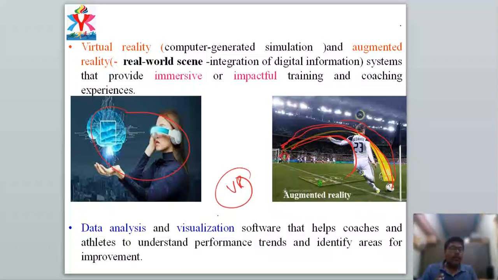So here virtual reality is computer generated simulations, and augmented reality is the integration of real world with digital information. With the help of digital information, they are creating some kind of analysis and evaluation based on realistic incidents, and that provides immersive and impactful training and coaching experiences. With this kind of virtual reality and augmented reality, it would definitely be helpful to coaches, who can provide better coaching and understand the player with the help of VR and AR. Very, very important. VR and AR will definitely create immersive, meaning impactful, training.